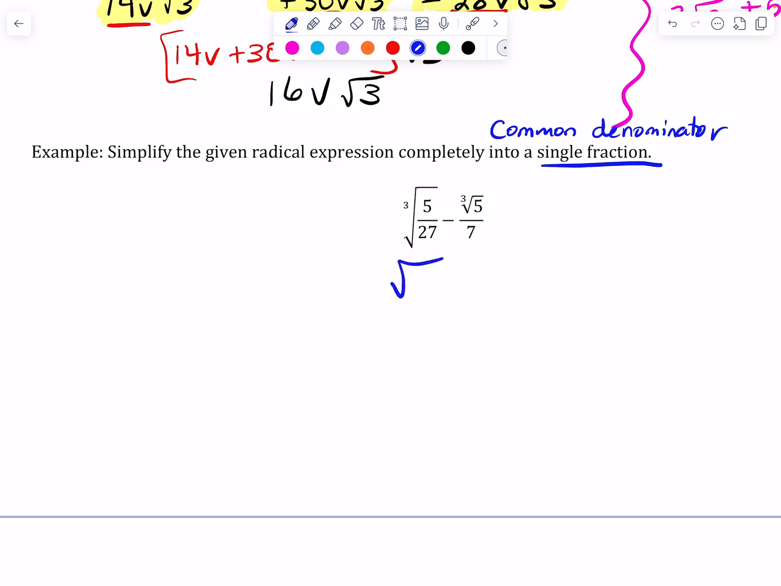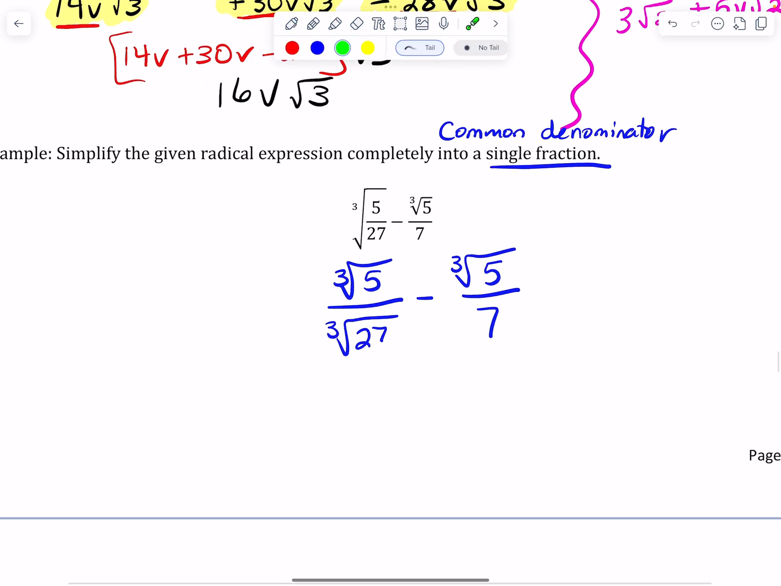We have the cube root of 5. We're going to break this apart to be over the cube root of 27. Now we have the cube root of 5 over 7. We can't do anything with that. So now we know we can't do the cube root of 5, but what is the cube root of 27? So you can do this a couple of ways.